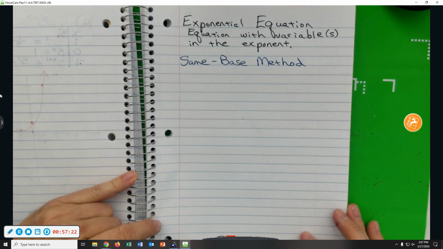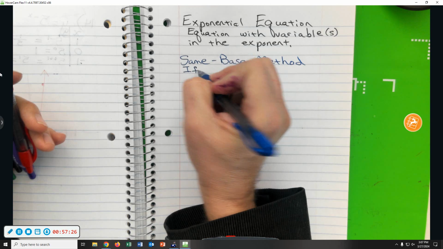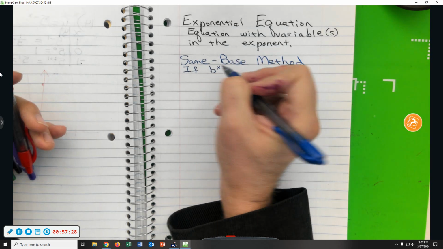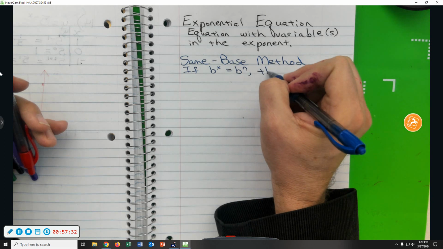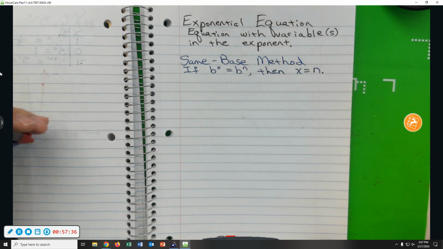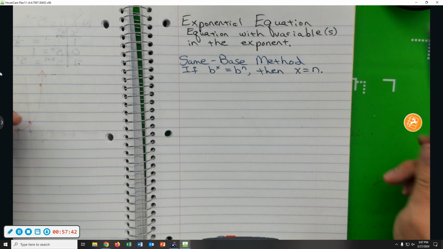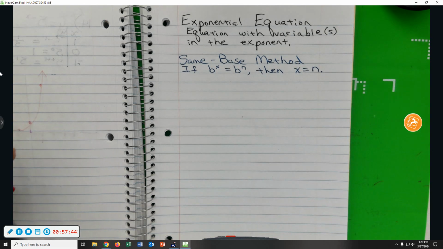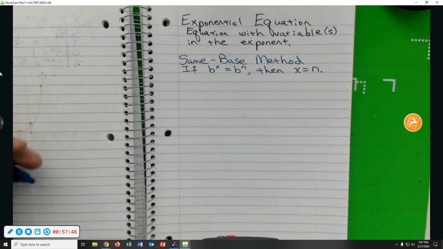The same base method says that if b to the x is equal to b to the n, then x must equal n. When you see an example in a moment, the statement will seem obvious. I'm going to make up a real basic example right now.